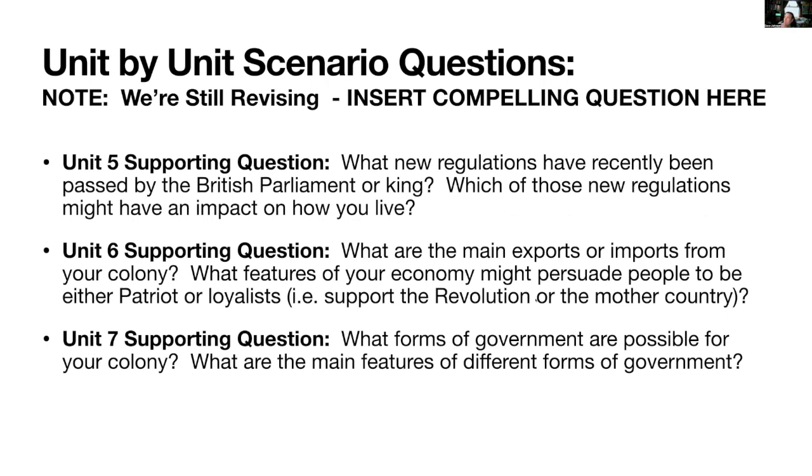Unit 5, we're going to have the colonists start to get some heat from the old world, so to speak. And we're going to talk about what new regulations have been passed by British Parliament or the King, and which of those new regulations might have an impact on how you live. So Unit 5 is our unit that's kind of the road to the Revolutionary War.